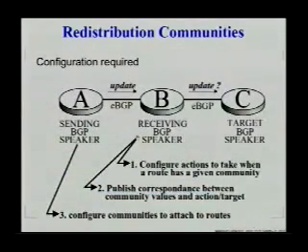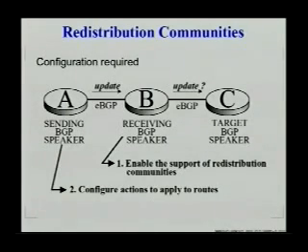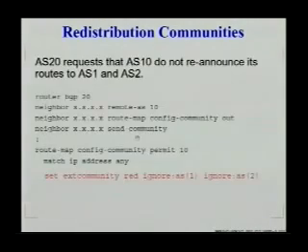So the process was quite complicated with classical communities. First of all, you had to do a lot of manual configuration on both receiving and sending routers. Now you only have to enable the support of the redistribution communities on the receiving speaker, and to specify the action and the targets on the sending speaker. I'll now show you 2 examples of what the configuration could be.